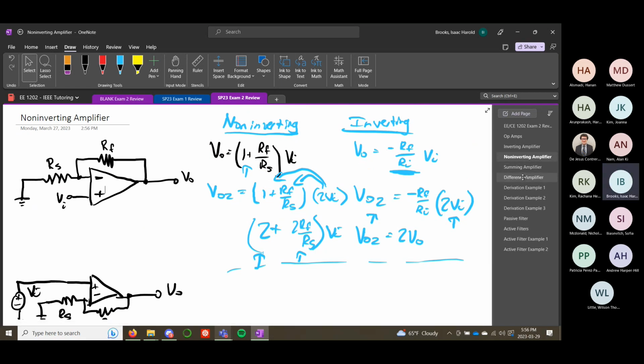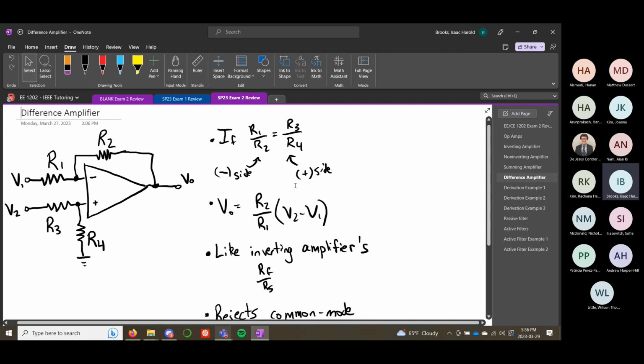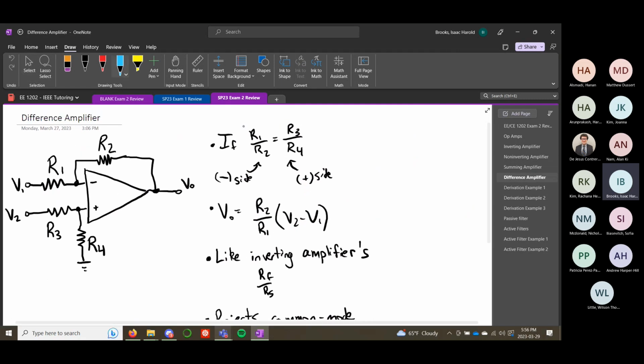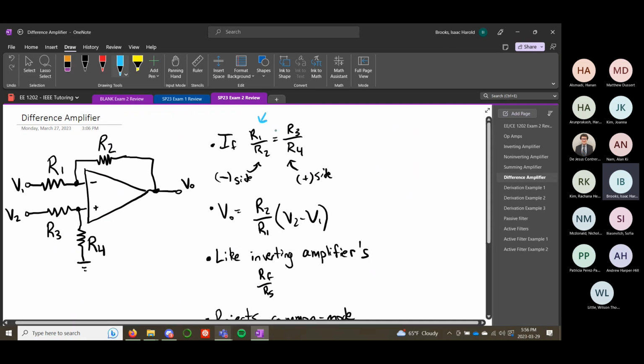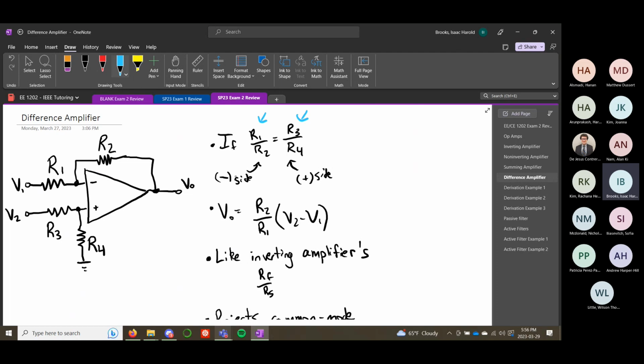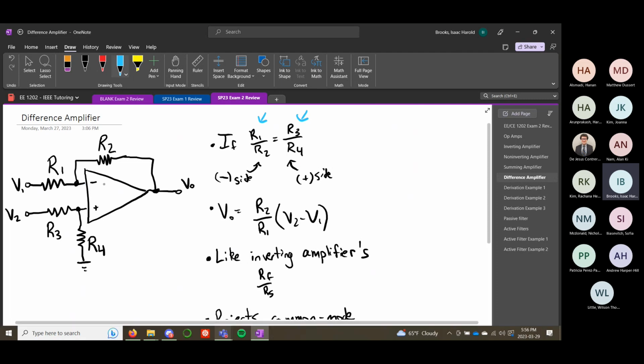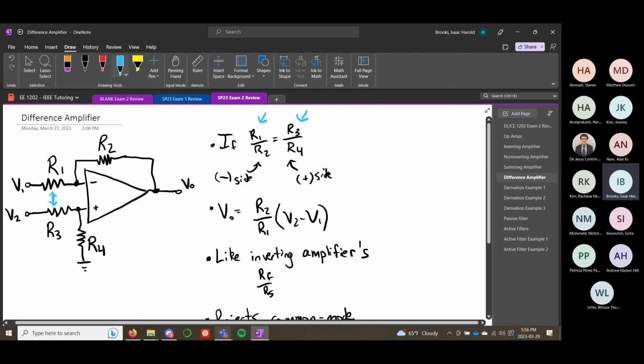The difference amplifier, I think, is the last of the basic configurations that we'll talk about. This one's a little bit trickier, and we usually assume that R1 and R2 have a ratio equal to the ratio of R3 and R4. R1 and R2 are the two resistors on the negative side. R3 and R4 are on the positive side. So you need this relationship to hold. R1 and R3 are the resistors on the input. R2 and R4 are in the denominator, and they're the ones on the side.